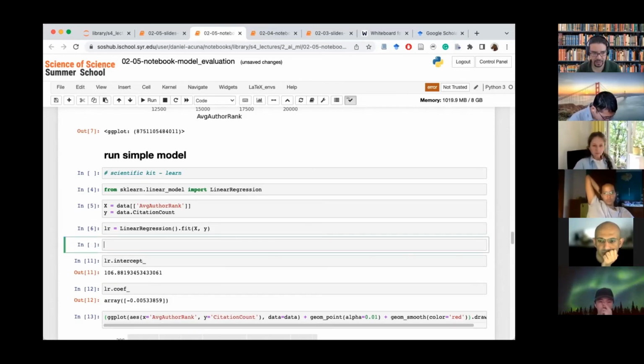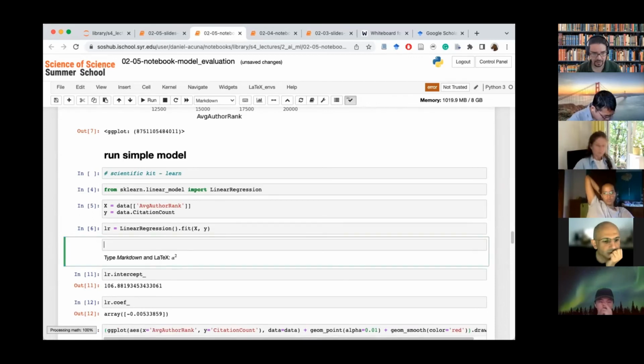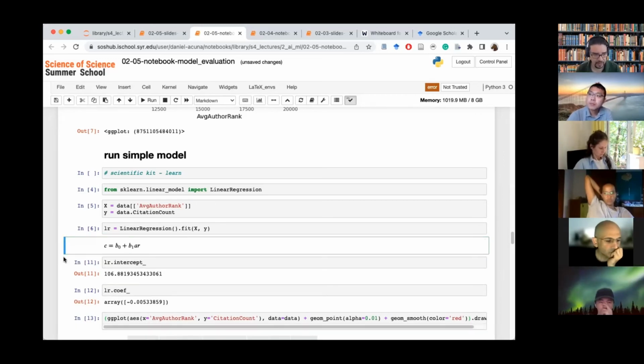So basically I will have, I think I have it before. Let's see, citation equals some intercept plus that, and then I think I had author ranking, something like that. Would that work? Perfect. Okay, so that's what I'm trying to do. I'm trying to model citation as some intercept plus some coefficient times the author rank.